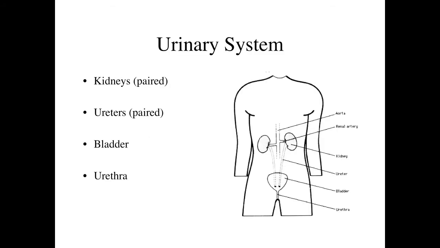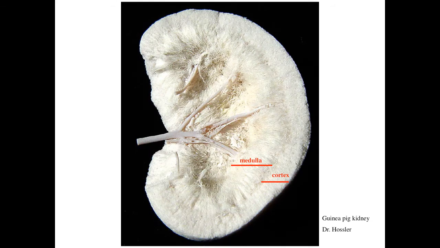The urinary system consists of paired kidneys, paired ureters, the bladder, and the urethra. This is a critical point dried specimen of a guinea pig kidney that was prepared by Dr. Hostler in our department. And I like this image because it just shows a nice general overview of the anatomy of the kidney.